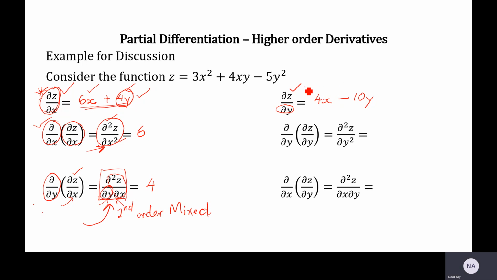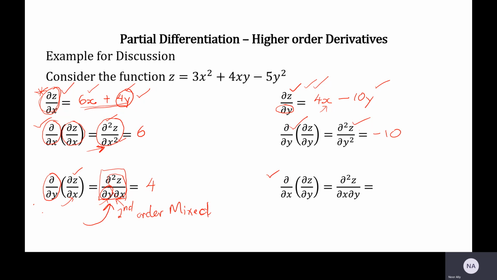Now let's go to partial dz dy and do this likewise there, but now with respect to y. So partial dz dy, differentiate again with respect to y. In other words, d2z dy squared. Because there's a 4x, there's no y, this whole thing is a constant. That 4x will give me 0. Then look at minus 10y. The derivative of minus 10y with respect to y is minus 10.